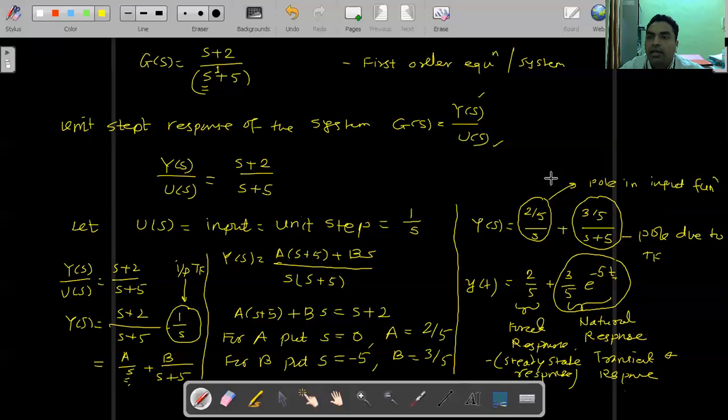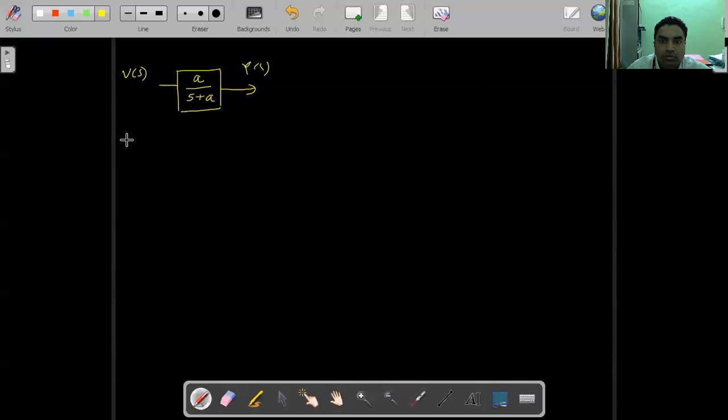If I take another example, quickly we can take another example of the first order system. I will not go for some values. I will take a upon s plus a. This is a system, a upon s plus a, and this is u of s. This is y of s, right? So y of s is again a upon s plus a into 1 upon s.